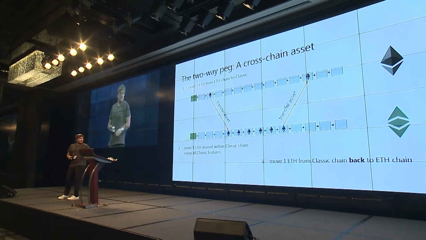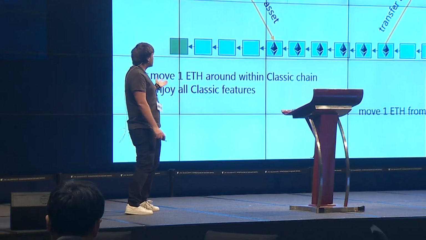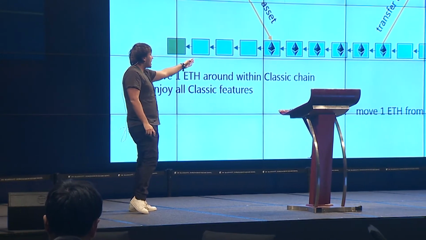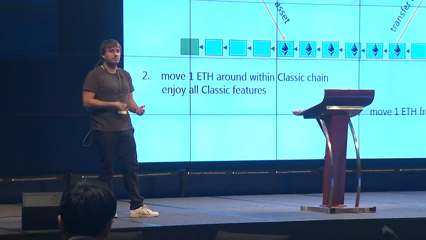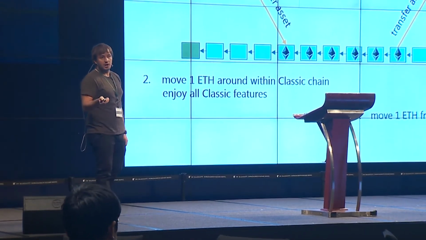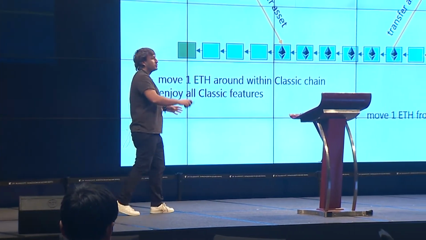And then this smart contract mints some new units of an ERC20 token, which are exactly equal to the amount of units that you locked up in your Ethereum chain. So this is the generation of new tokens. And these are classic ERC20 tokens, so you can move them around in the Ethereum Classic chain as if they were any kind of token. You can transfer them, you can delegate them, whatever you like. You can split them, you can merge them.